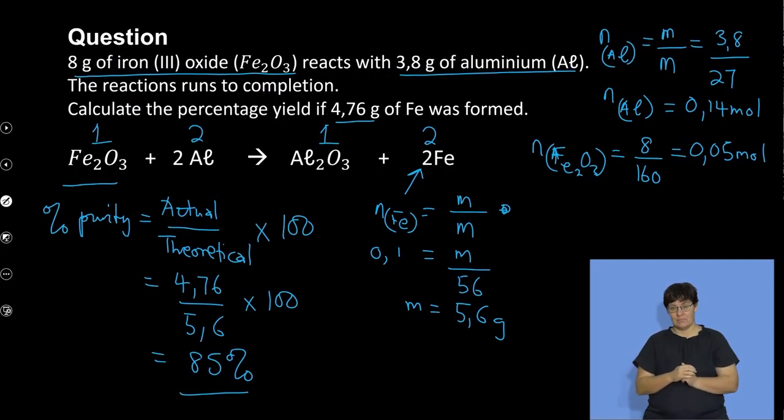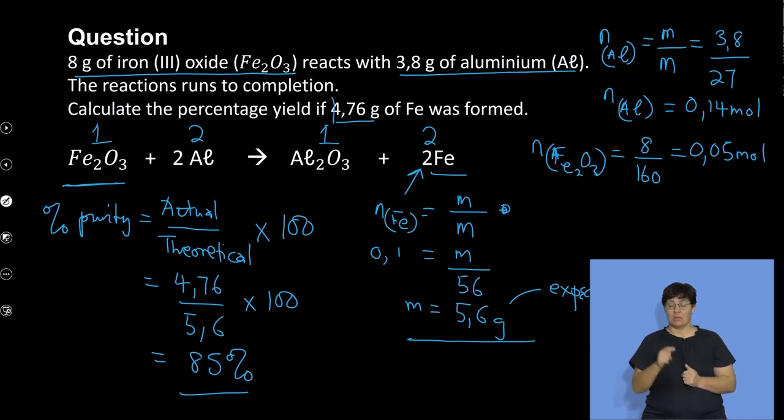So if we analyze the whole idea of this problem, we are saying that if the stoichiometric ratio is 1:2, it means a mole of iron 3 oxide produces double the number of moles, which enables us to get the mass of iron that is theoretically expected. So this is what is expected. But in reality, this was formed. So this is the actual yield. These are some of the ideas that must come to mind.